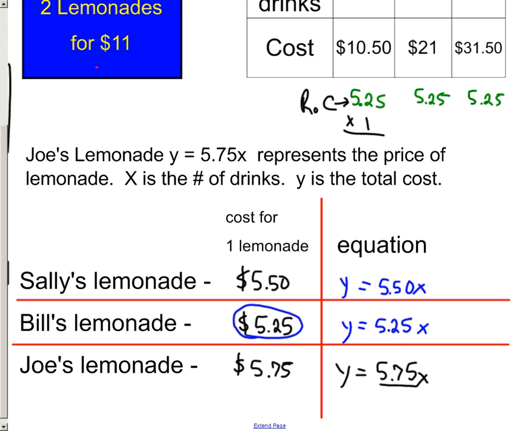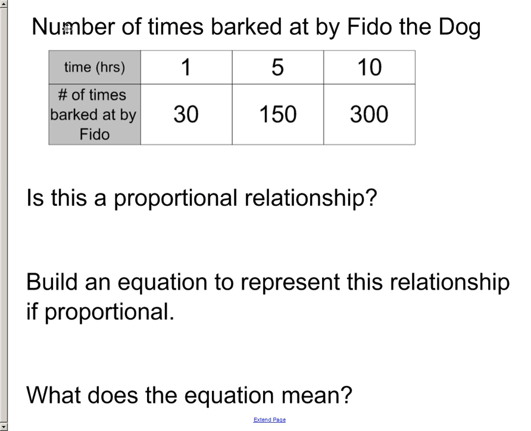Now, that being said, let's go through and take a look at another type of problem. Let's say that there's this annoying little dog named Fido that's barking at you. And after 1 hour, he's barked at you 30 times. And you've got 60 minutes, so he's not barking nonstop. But after 5 hours, he's barked at you 150 times. And I would say we're all getting annoyed if after 10 hours he's barked 300 times. So the question is, is this a proportional relationship?